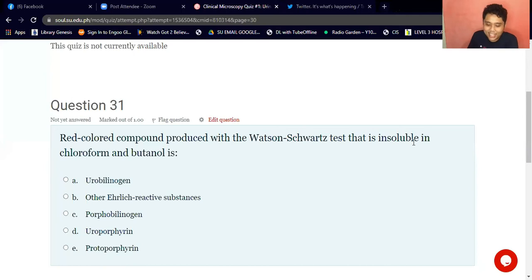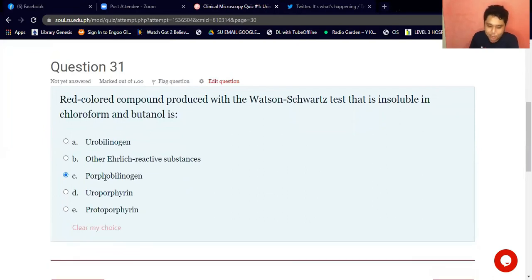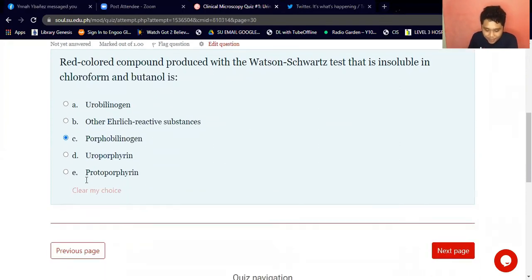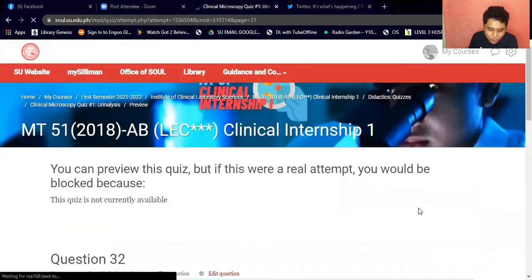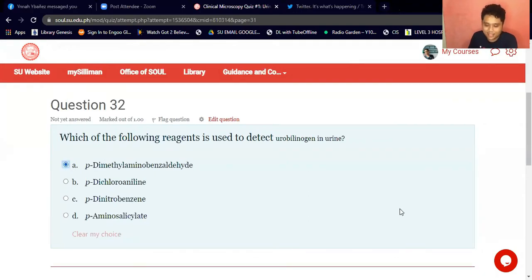Red-colored compound, insoluble in chloroform and butanol. Porphobilinogen. Yes, porphobilinogen. Urobilinogen is soluble in both. Ehrlich reactive is soluble only in butanol. Take note: soluble in both, soluble only in butanol, insoluble in both. And last, 32: which of the following reagents is for urobilinogen? C, PDAB. P-dimethylaminobenzaldehyde. And that's for the quiz.